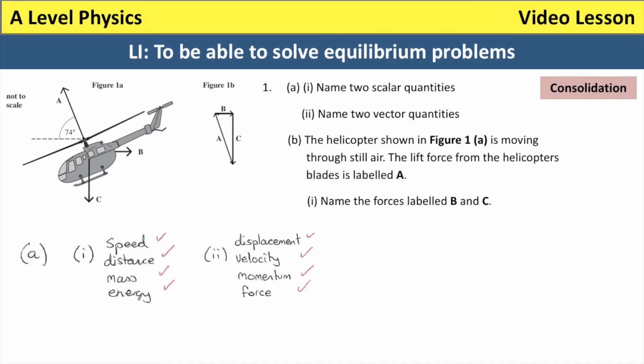Okay, part B. The helicopter shown in the diagram is moving through still air. The lift force from the helicopter's blades is A, and it wants us to name the forces labelled B and C. Well, because the helicopter is moving through the air, there has to be some sort of air resistance acting on it, and that will be acting against the motion of the helicopter. So therefore, force B must be air resistance. If you look at force C, that is acting straight downwards, and so that is obviously going to be the weight.